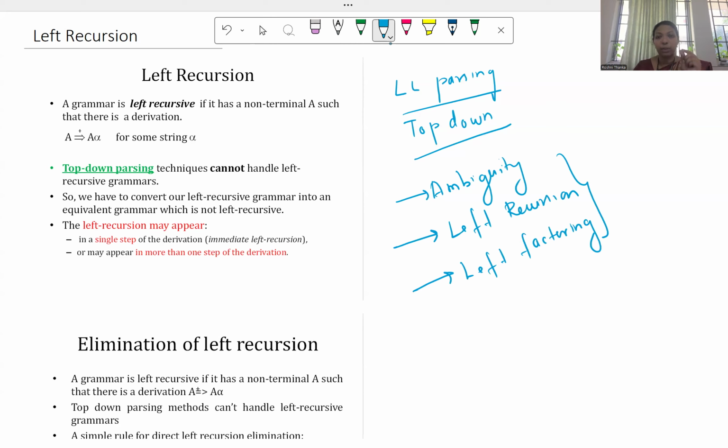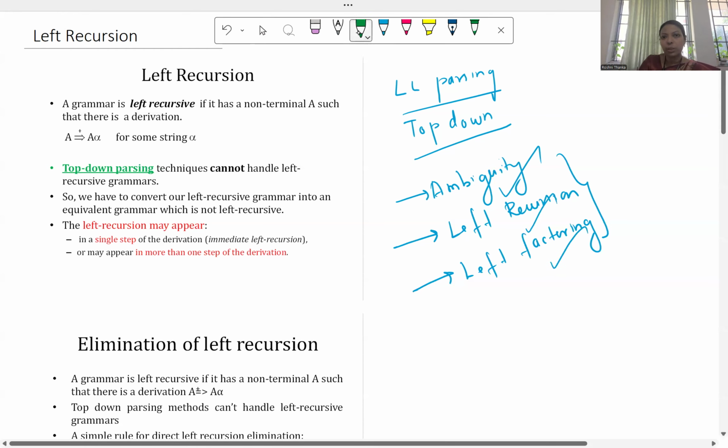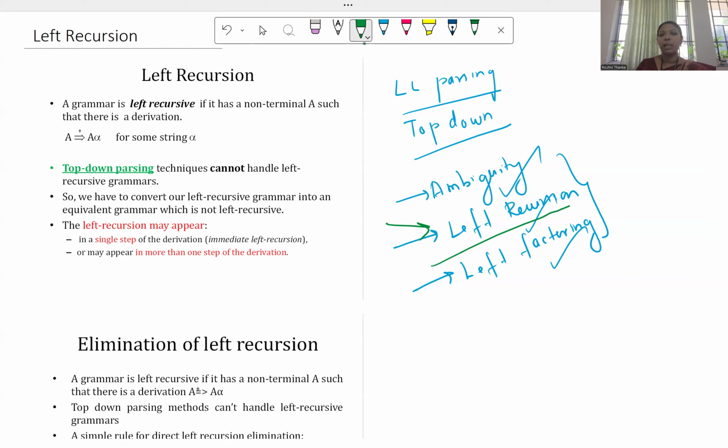Parsing means we have to check whether the sequence of tokens doesn't have any syntax mistake and can be derived from the given context-free grammar. So if you want to do that parsing, the given context-free grammar should be free from ambiguity, free from left recursion, and free from left factoring. In this video, we are going to see whether the given context-free grammar has left recursion or not, and if it has left recursion, how to eliminate it.